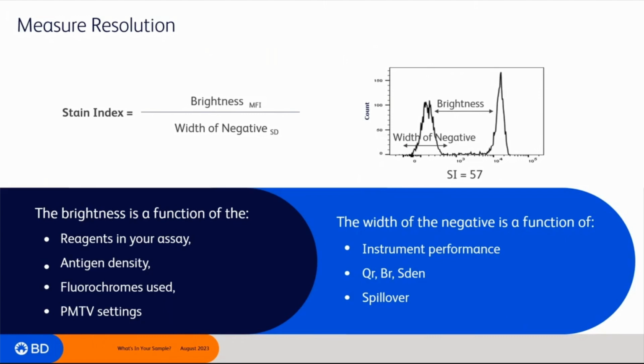Maybe we can think about this in practicality. Imagine how antigen density specifically might change the stain index of this plot. For example, if this is CD8, it is highly expressed on CD8 positive T cells. And there is a nice separation between CD8 positive and CD8 negative cells. But what if you are looking at another marker, not as bright? How might an antigen with lower antigen density affect the resolution?